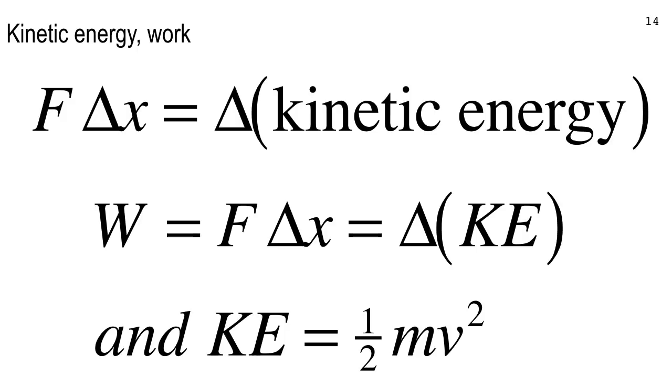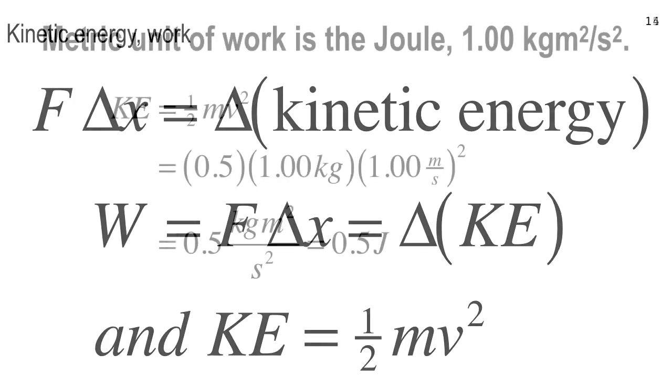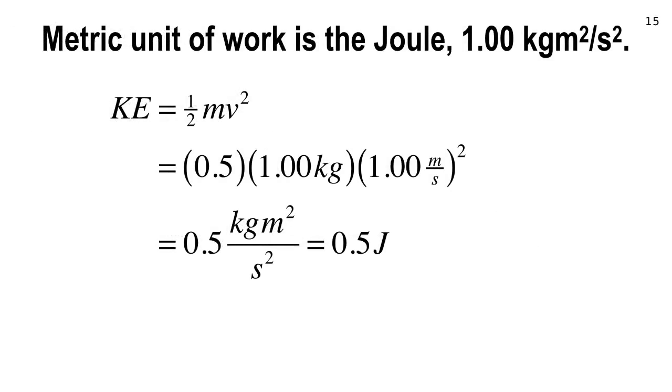F delta t is known as the impulse. F delta x is known as the work. All right. The metric unit of work is called the joule, and it's equal to 1 kilogram meter squared per second squared. So let's calculate it out.